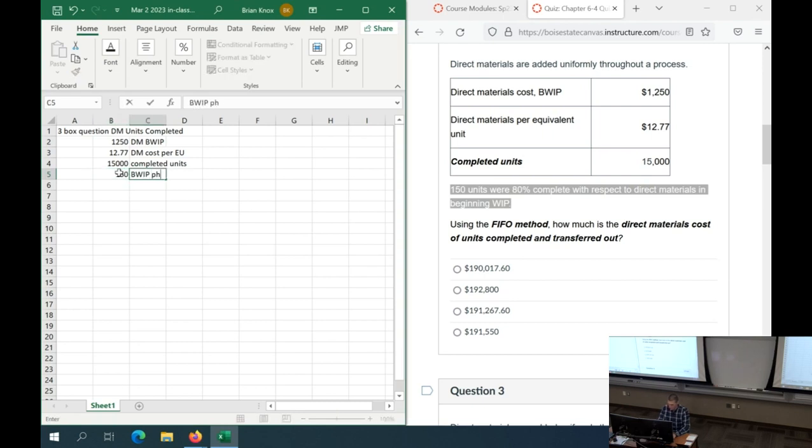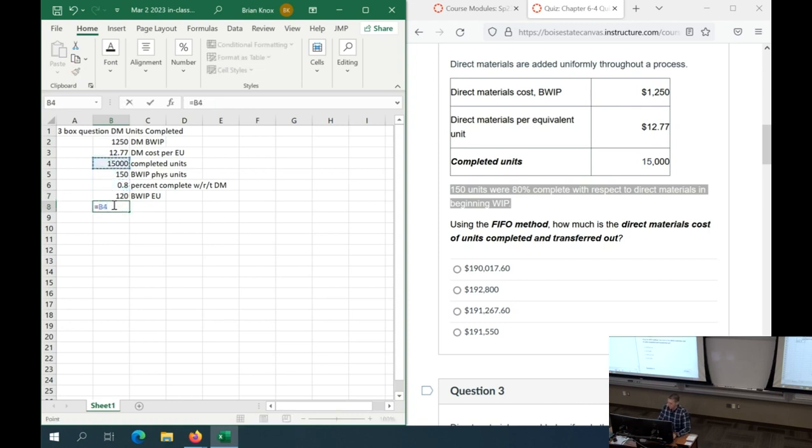150, that's beginning WIP physical units, and they are 80% complete. That is their percent complete with respect to direct materials. So we can figure out beginning WIP equivalent units: 80% of the 150 units. These 150 units are 80% complete. If we mashed them all together and did that amount of work, but just on units that were entirely complete, we would end up with 120 complete units. That's the idea, going back to 4 or 5 weeks ago when we first started talking about equivalent units.